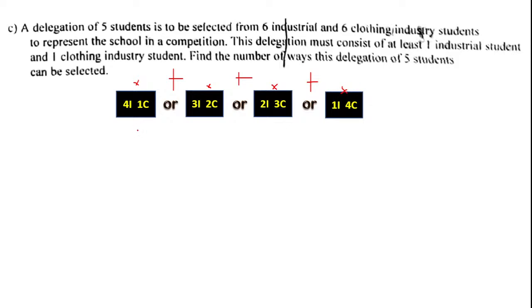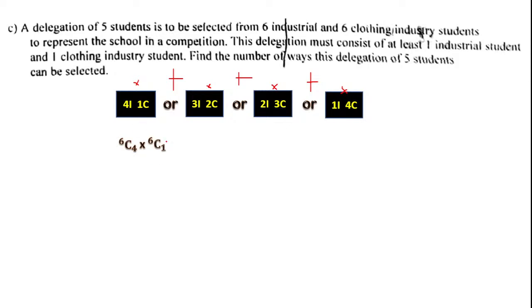So in this first case, we talk about 4 industrial students. It means we are selecting 4 from 6, so that's given by 6 combination 4. So we select 4 students from 6. And now it's multiplication, and we select 1 from 6, because there are 6 clothing industry. So select 1 from 6.